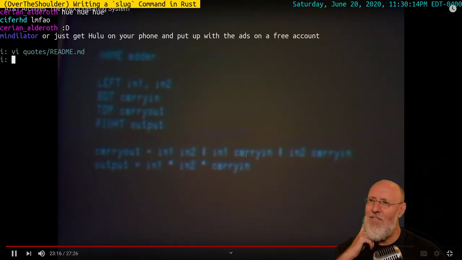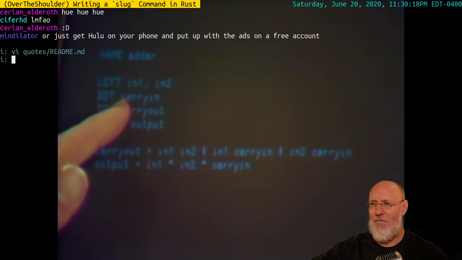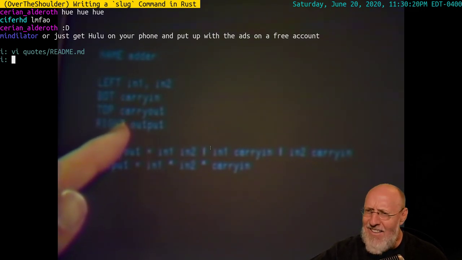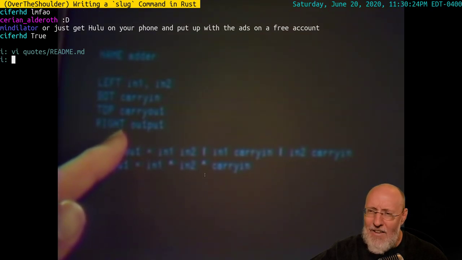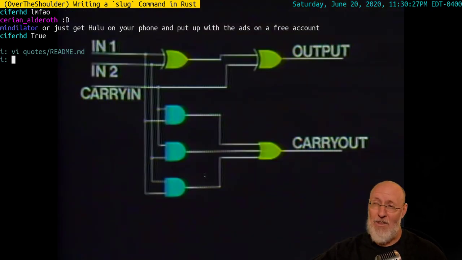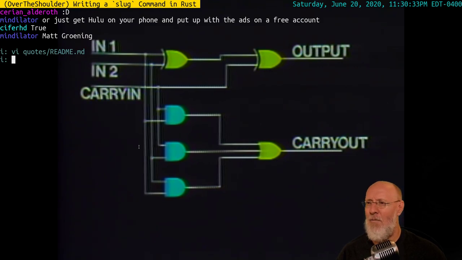We're almost done. We would like the two inputs on the left side, the carry in on the bottom, the carry out on the top, and the output. Equations first have to be represented more easily.